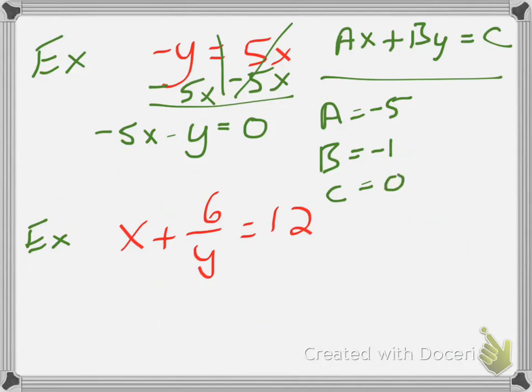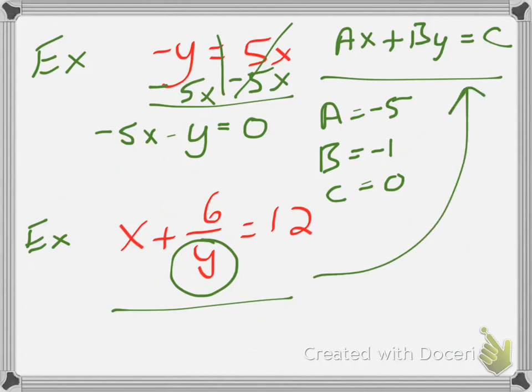Now this is in this form because a equals negative 5, b equals negative 1, and c equals 0. Pretty easy, huh? Let's try a different one. This one, you can already tell we're going to have complications, and the reason why is because y is in the denominator spot. This does not have y in the denominator spot. It's being multiplied. So because we're dividing by that y, it's going to change everything. So this is not a linear function.